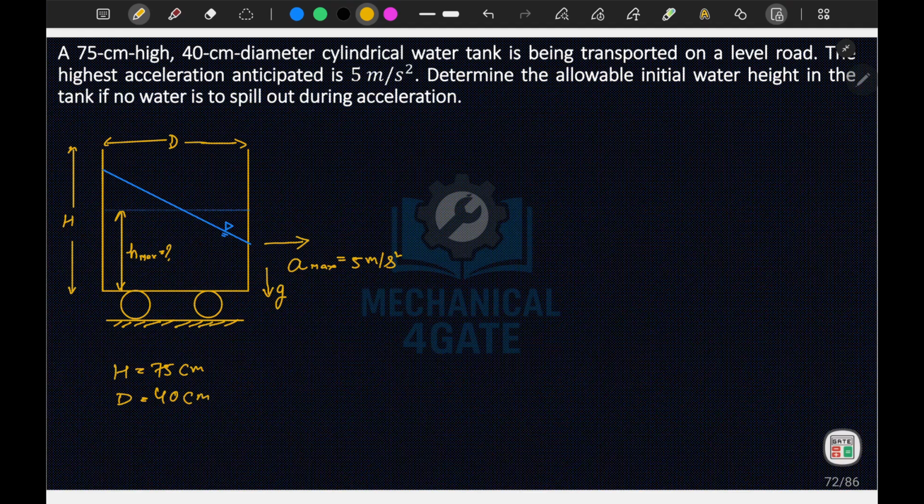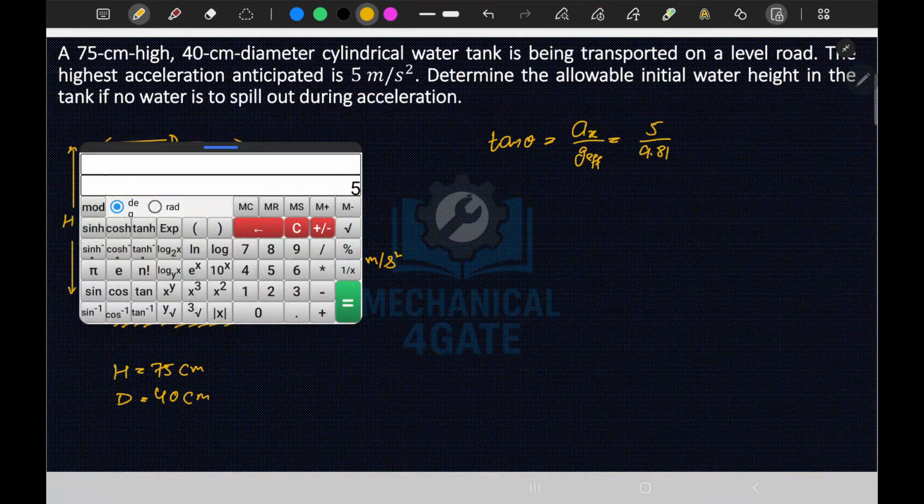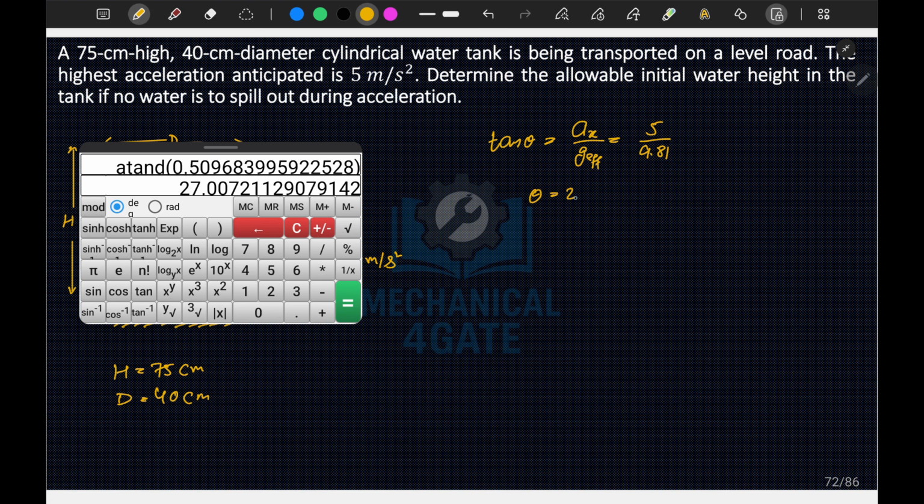Okay, so I can say that tan of theta, where theta is this angle, is equal to ax upon g effective, which is 5 upon 9.81. So if we solve this, 5 divided by 9.81, this value is 0.51, so tan inverse of this. From here I obtained theta is equal to 27 degrees.